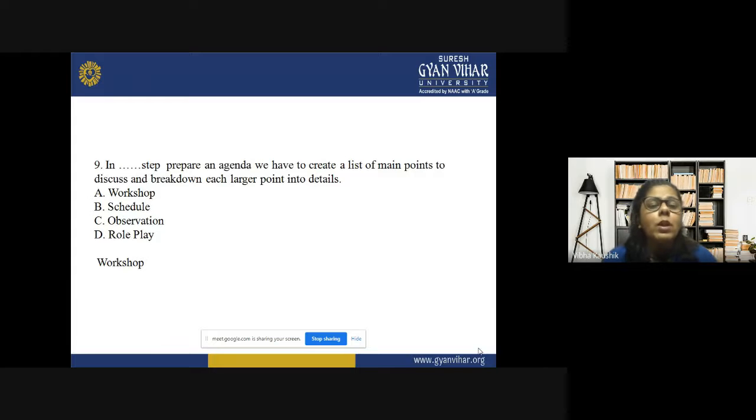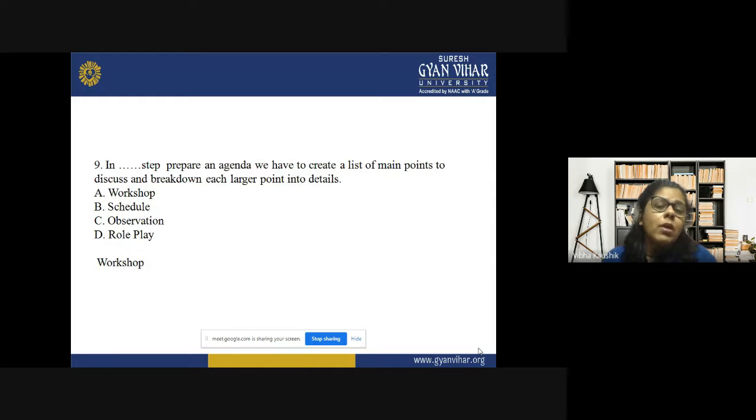Now, the ninth one: in dash step, prepare an agenda. In which step you have to prepare an agenda? We have to create a list of main points to discuss, which will be discussed, and break down each larger point into detail.